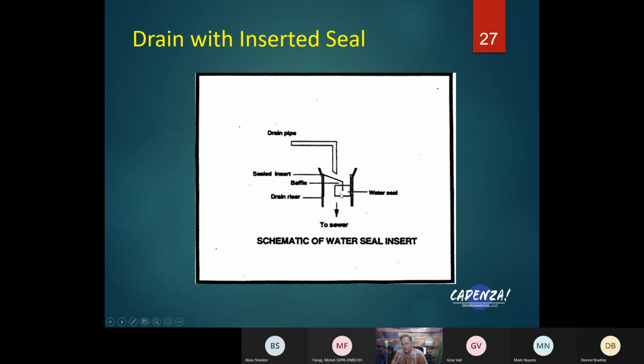Water would come in here, go underneath, and go back over. So it basically is acting like a P-trap. So you can actually look these things up on the internet and buy them from certain areas, or certain manufacturers will design and construct them specifically for your application.